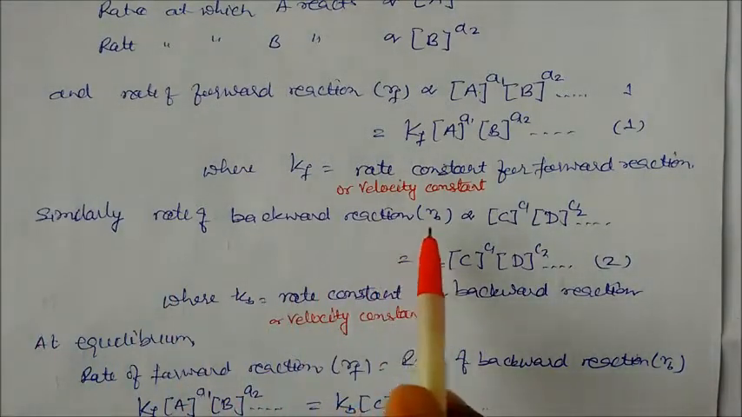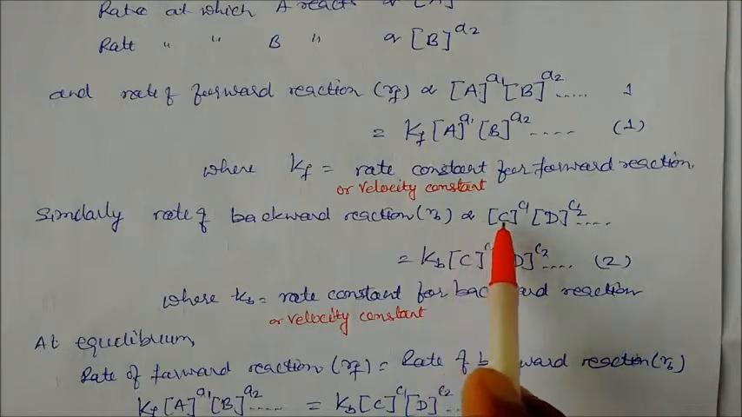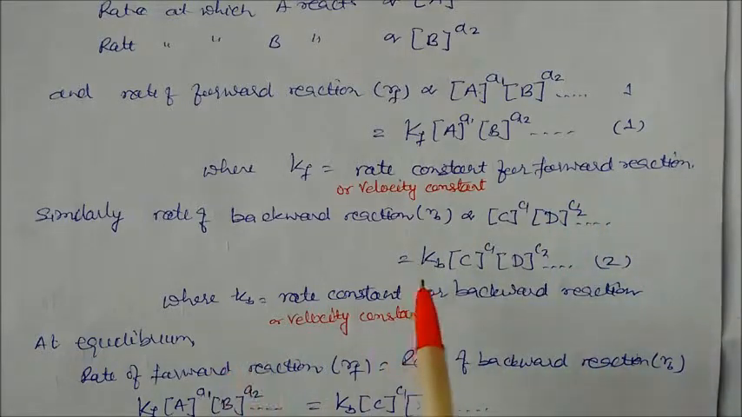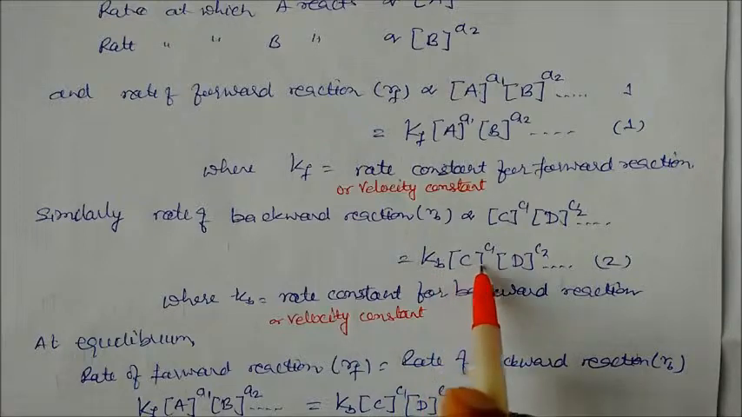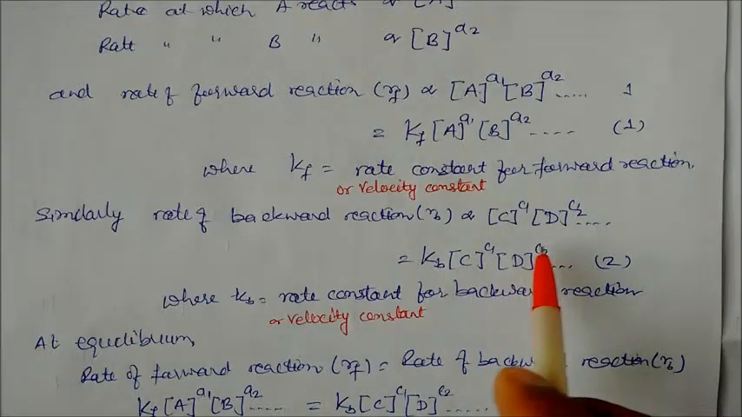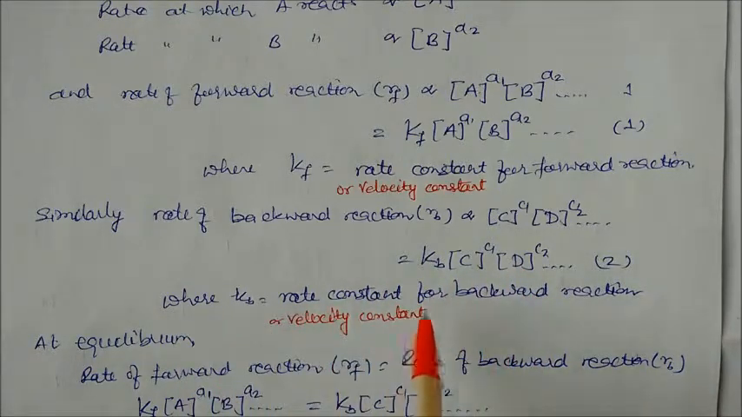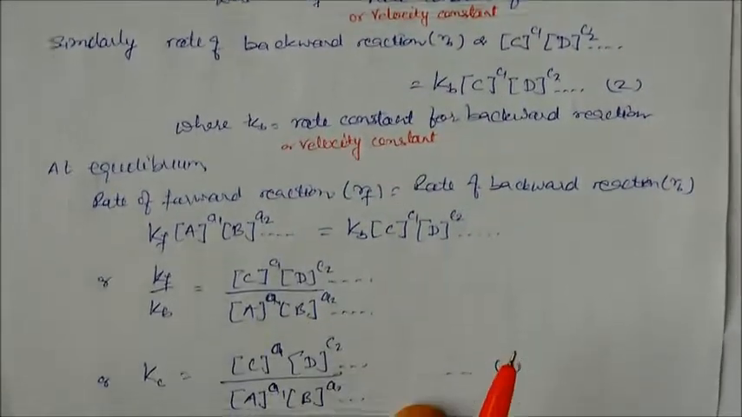The rate of backward reaction Rb is proportional to the concentration of C to the power c1 and the concentration of D to the power c2. To remove the proportionality, we write Kb into [C] to the power c1 and [D] to the power c2. So this is the rate of the backward reaction. Kb is the rate constant for the backward reaction, or you can say the velocity constant. So at equilibrium, what will happen?